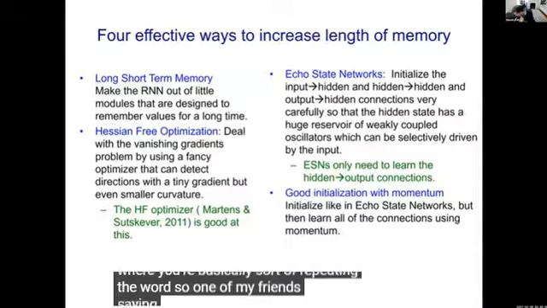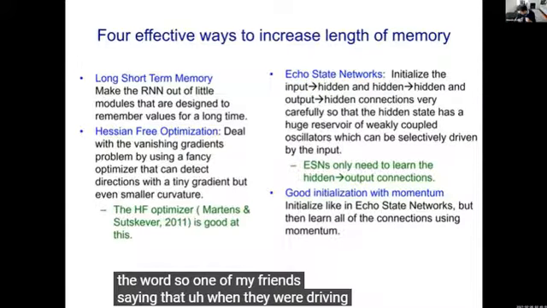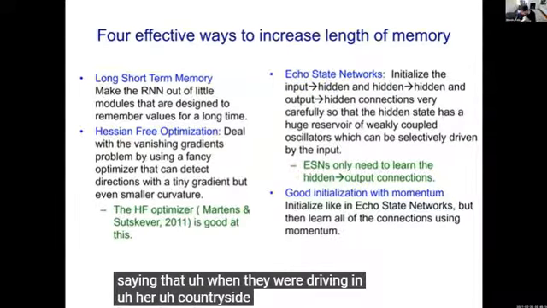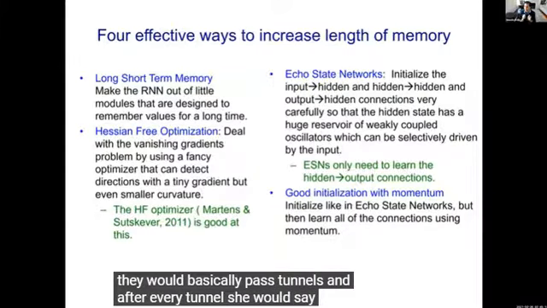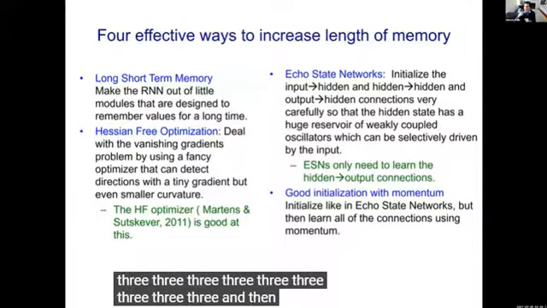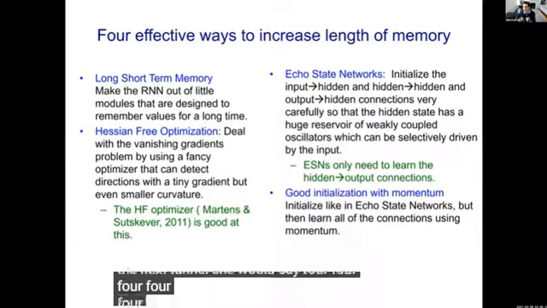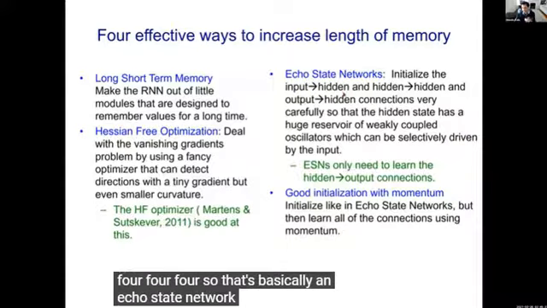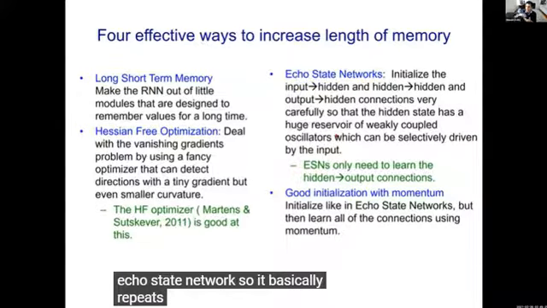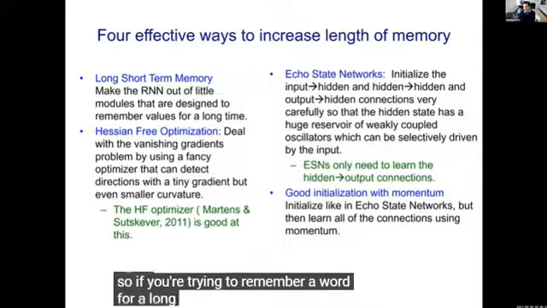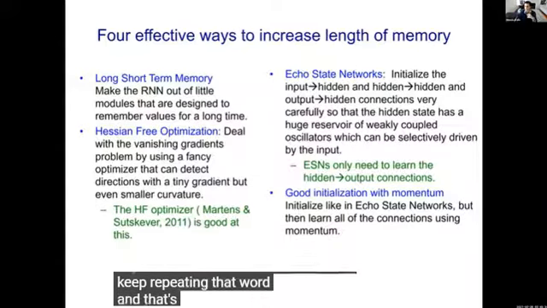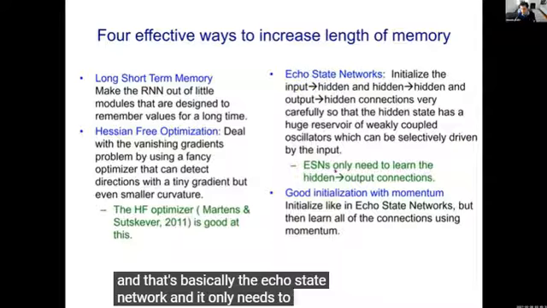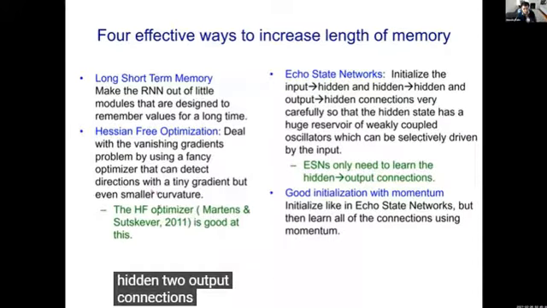One of my friends would say that when they were driving in the countryside, they would pass tunnels, and after every tunnel she would say 3 3 3 3 3 3, and then at the next tunnel she would say 4 4 4 4 4 4. So that's basically an echo state network. It basically repeats the same word over and over again. If you're trying to remember a word for a long time, you can simply have emitters in your hidden state that keep repeating that word, and that's basically the echo state network, and it only needs to learn the hidden to output connections.